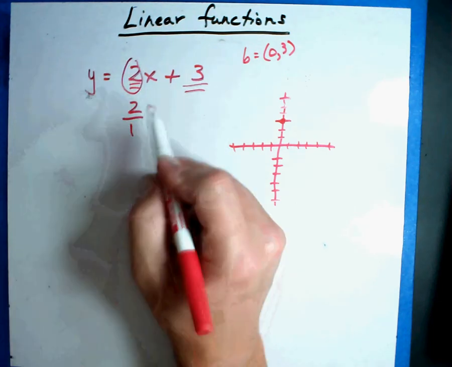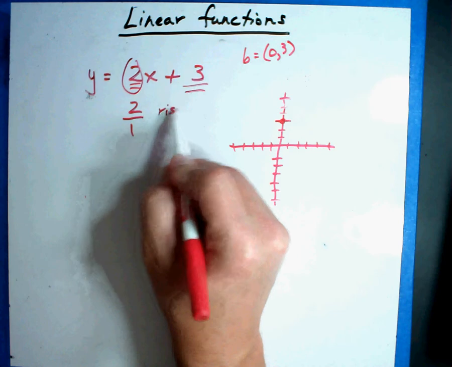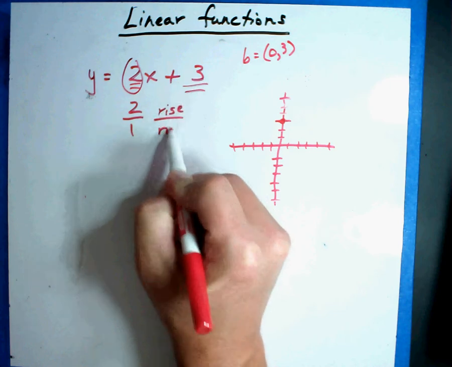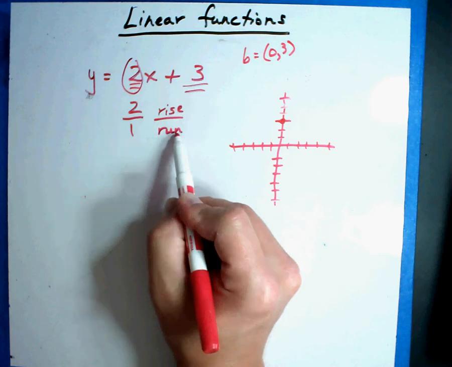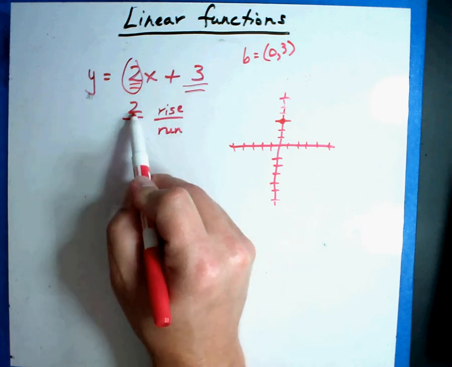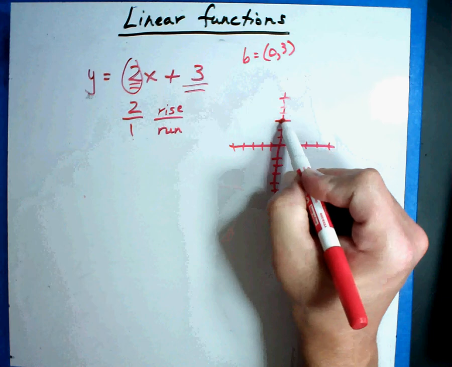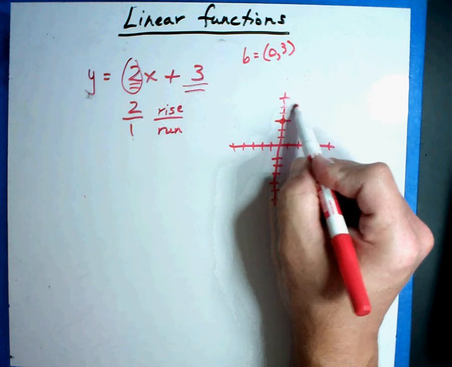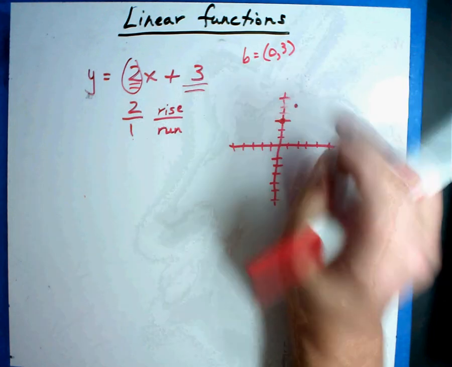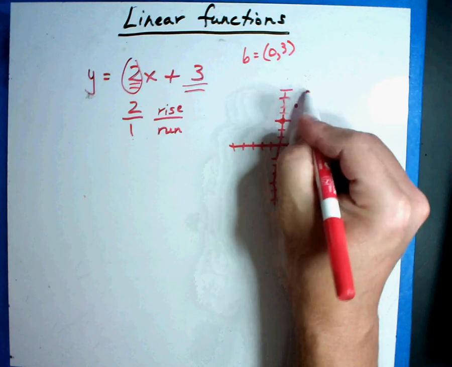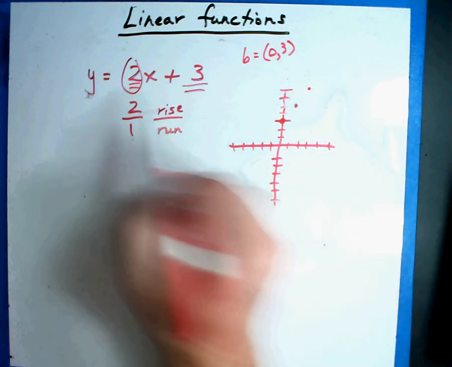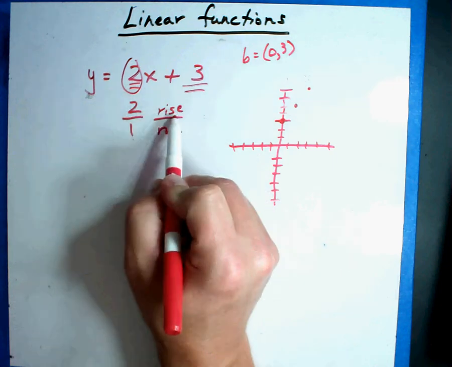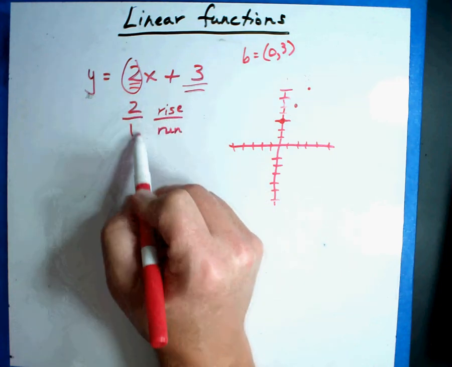Now you've probably heard it in your math class called rise over run, which means how far did you go up and then how far over did you go. So we're going to go up 2 and over 1. So if I go up 2 and over 1, that's what I get. If I go up 2 and over 1 again, I get another point. Well, if I can go up 2 and to the right 1, then I can go down 2 and to the left 1.